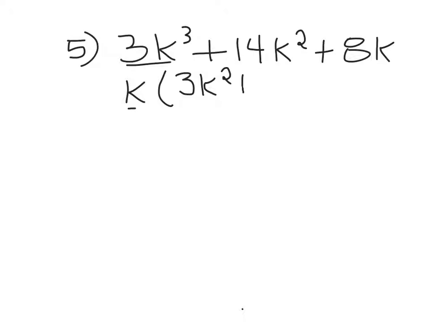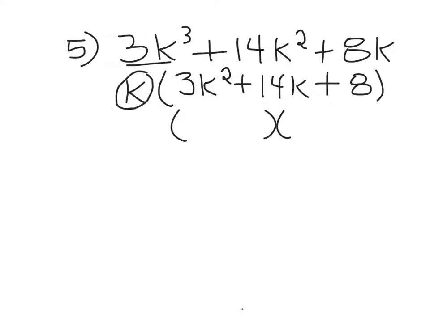Okay, when I multiply k times 3k squared, I get 3k cubed. So moving on to the middle term, k times what gives me 14k squared? Well, k times 14, and then I need another k to get the k squared. Then the last term, k times what gives me 8k? Well, k times 8. Okay, so now I have pulled out what they have in common. That's this guy out here. And I need to factor the trinomial. So leave my k out here.